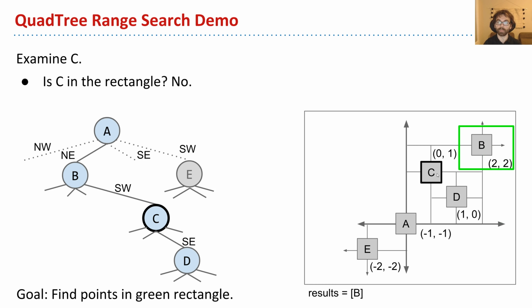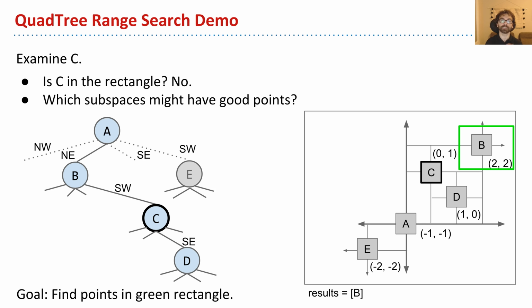At this point we say, is C in the rectangle? No, it's not, right? This is some coordinate, here's the rectangle. You do just some if statement of some kind, and you say no. So now we need to consider C's subspaces. Again, maybe pause the video, figure out first what C's subspaces are, and second, which ones are useful. In this case, C's subspaces are as shown: a top left, a top right, a bottom left, and a bottom right. And here, the only one that could possibly contain any points from the rectangle is the northeast corner, right?